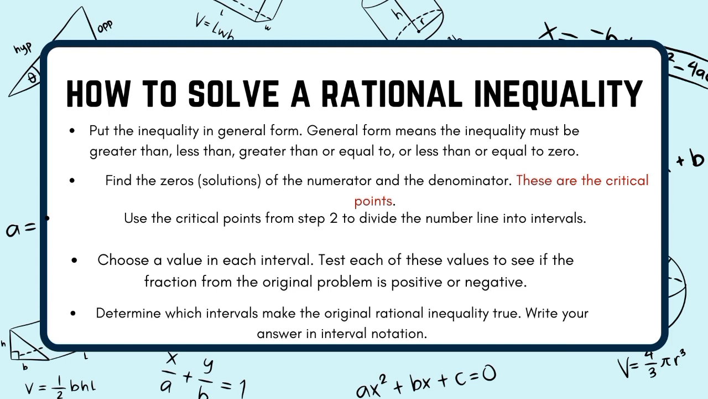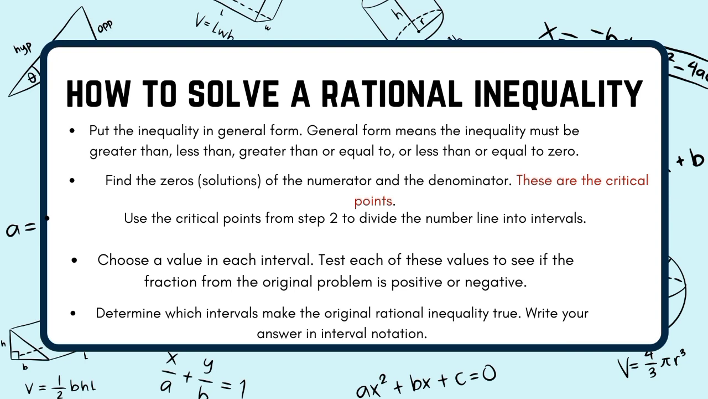How to solve a rational inequality? Put the inequality in general form. General form means the inequality must be greater than, less than, greater than or equal to, or less than or equal to 0. Find the zeros, the solution of the numerator and the denominator. These are the critical points.